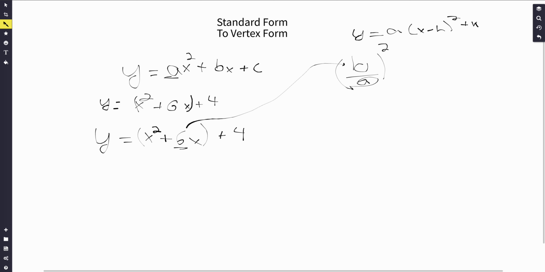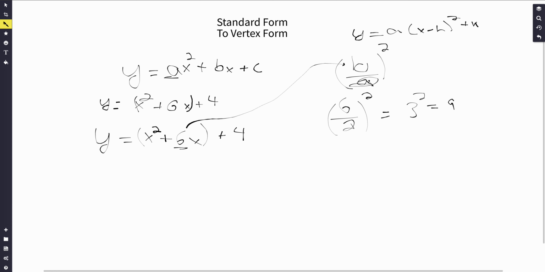Sorry, it's not a. Sorry, it's 2 here. You have to half the b. So it becomes 6 divided by 2, and you have to divide that by 2 and then square it. So this would become 3 squared, which is equal to 9. That was my mistake for writing a here.